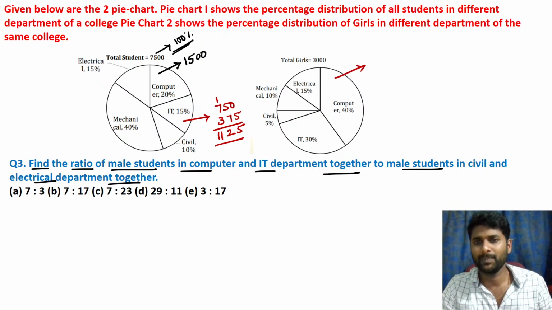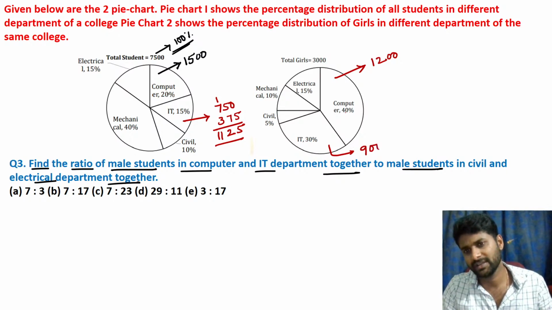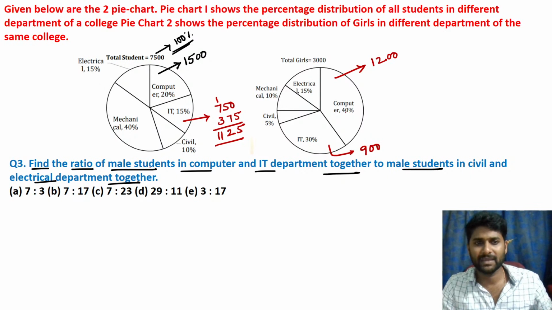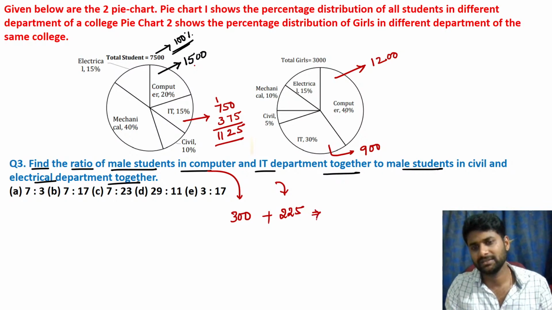The same way, computer girls is exactly equal to 40 percentage of 3,000. See, 4 3s are 12, so it's 1200 members. And IT is 30 percentage. See, 10 percentage is exactly equal to 300, so 30 percentage is exactly equal to 900. Now we'll pick the male number of persons. Male persons of computer is exactly equal to 300. So the IT value is exactly equal to 225 members. If we add these two numbers, the value becomes 525.